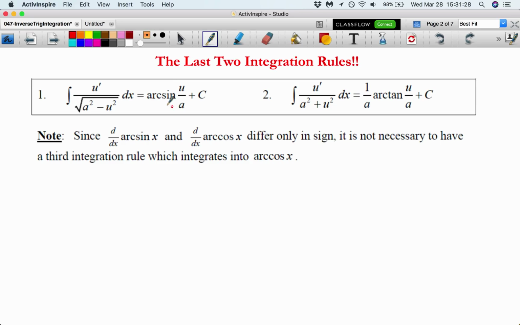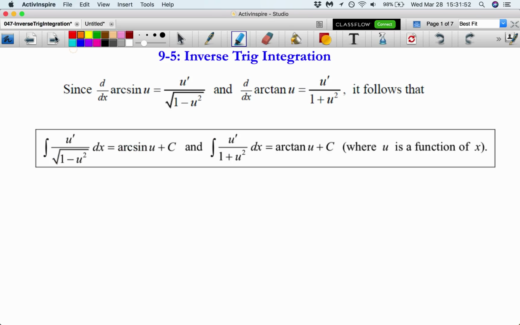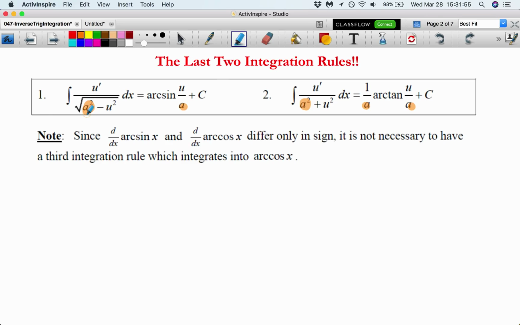Now, the only way these two are different is this a squared here and the a squared here. And that'll show up as just a in the bottom. Notice arctan has 1 over a on the outside, arcsine doesn't. And again, the way this rule is different, we have a squared instead of 1. So both of these rules work with any number here, any square here, and we're going to be good to go with either of these two rules. So in general, we're going to be on the lookout for something over a square root of a difference of squares and something over a sum of squares.